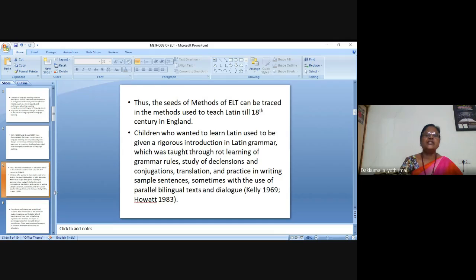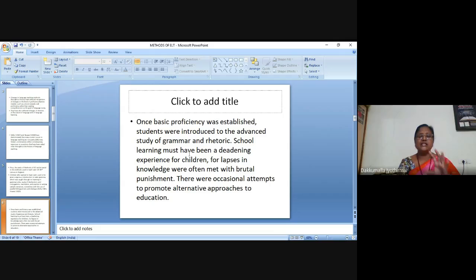Okay, and this is how children in 18th century England, or even before that, were taught the Latin language. In all this discussion, one thing you have to remember is the emphasis on learning the grammar rules. Once basic proficiency was established, students were introduced to the advanced study of grammar and rhetoric. Once they are able to read Latin and write or translate in Latin, they were introduced to the advanced study of grammar and also rhetoric.